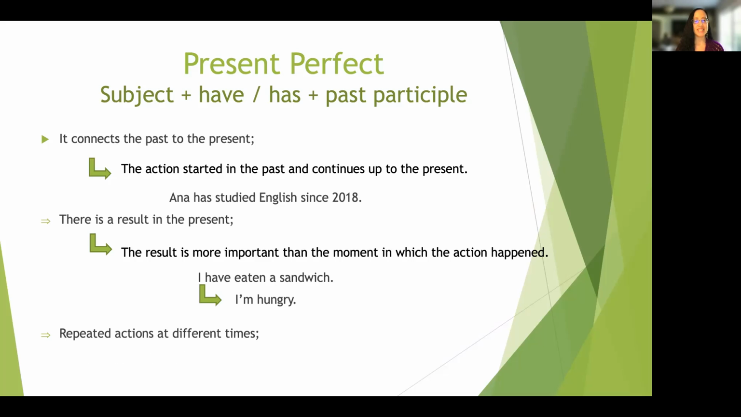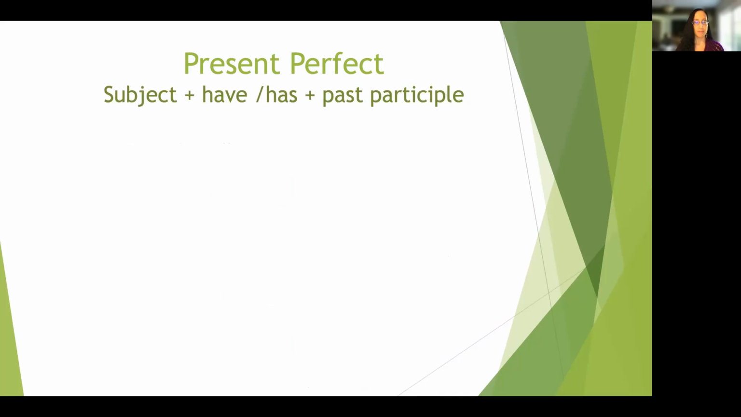Repeated actions at different times. For example, I have been to Canada 5 times. You see 5 times, it's a repeated action. Okay, remember, we're going to go over more of the present perfect to have a fuller understanding. You know why? Because we're going to test your knowledge at the end, because I know that's where you want to be right now so you can master it.